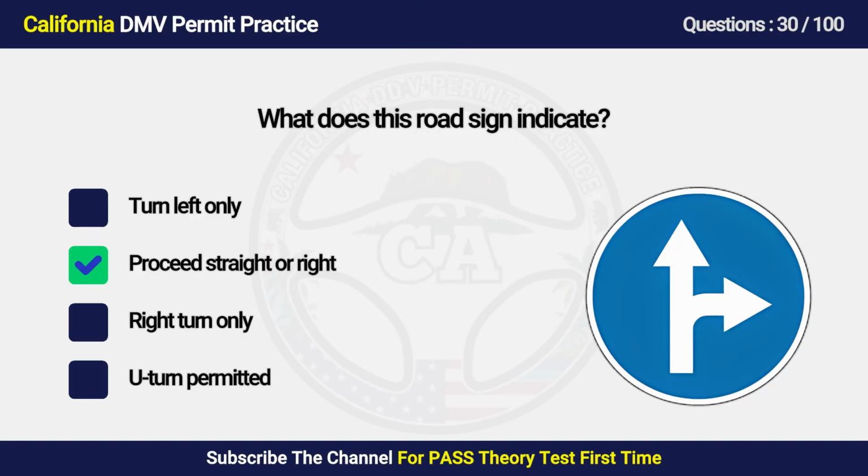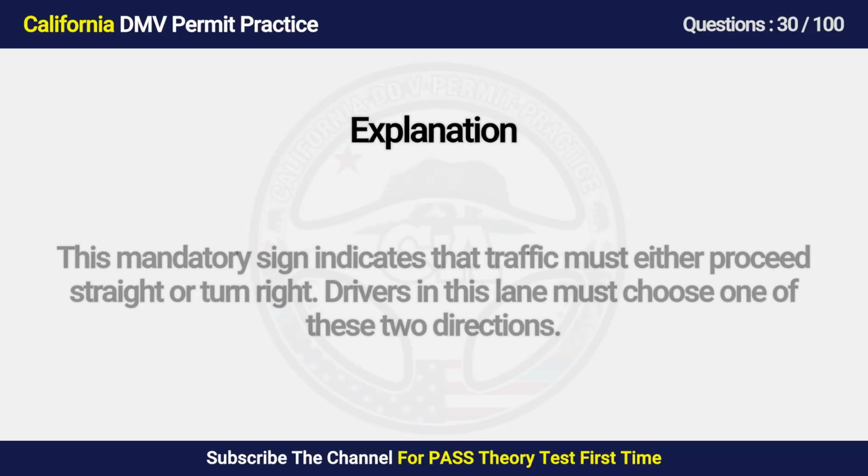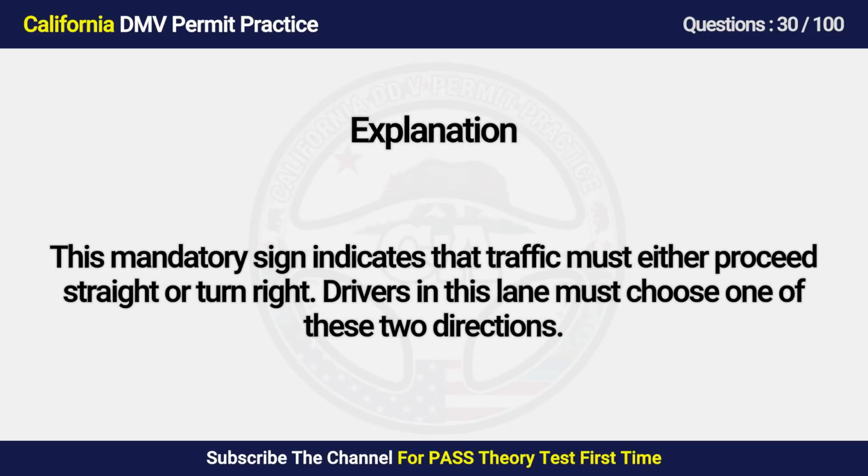Answer is B, proceed straight or right. This mandatory sign indicates that traffic must either proceed straight or turn right. Drivers in this lane must choose one of these two directions.